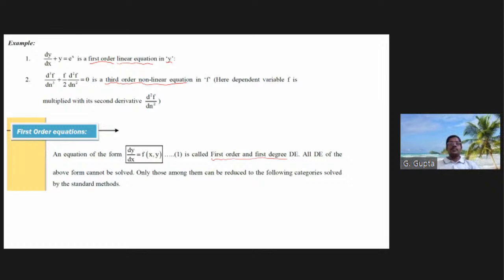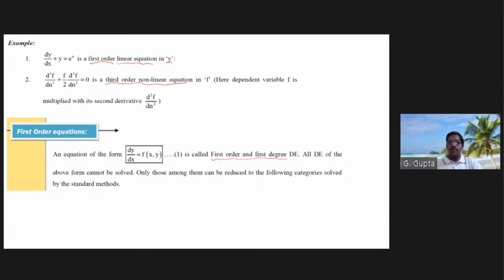Solved by the standard methods. Standard methods means there is a standard procedure when we have a first order first degree equation in some category. Category means types, some of the types: variable separable form, or linear equation method, or Bernoulli equation method, one by one. That is called categories. Each category having a procedure is called standard methods.